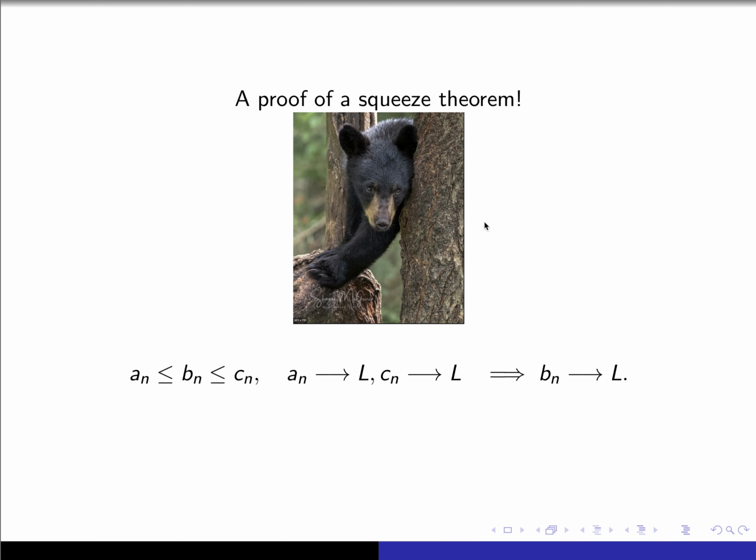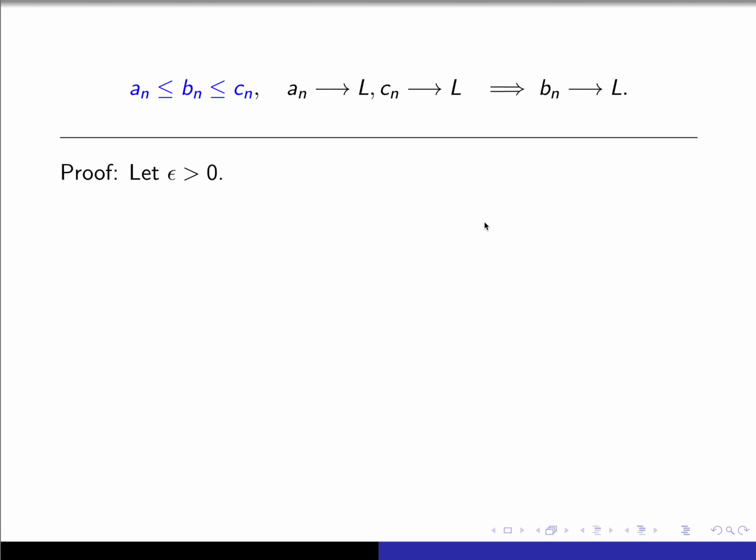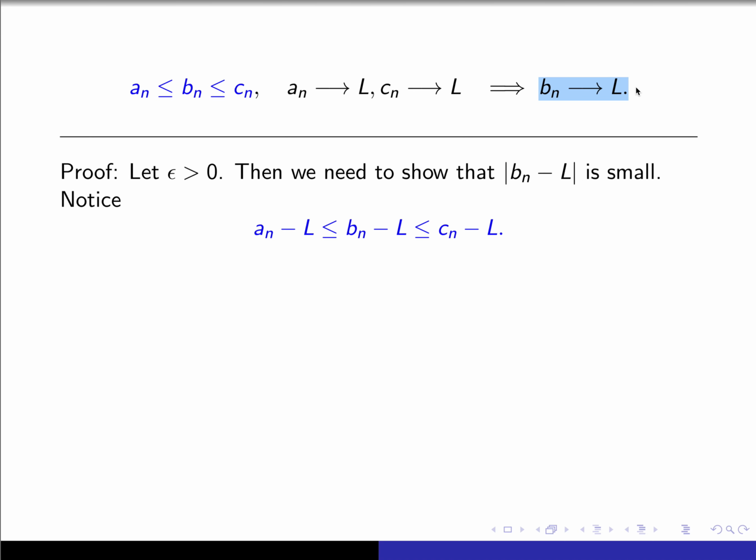So I'd like to present a proof. Take a couple minutes. It's really nice. So I've got our hypotheses up here. We've got our proof. All these proofs always start with let epsilon be greater than 0. Right? And what do we want to show? We want to show that Bn minus our limit is small in absolute value, because we want to show that Bn converges to L.